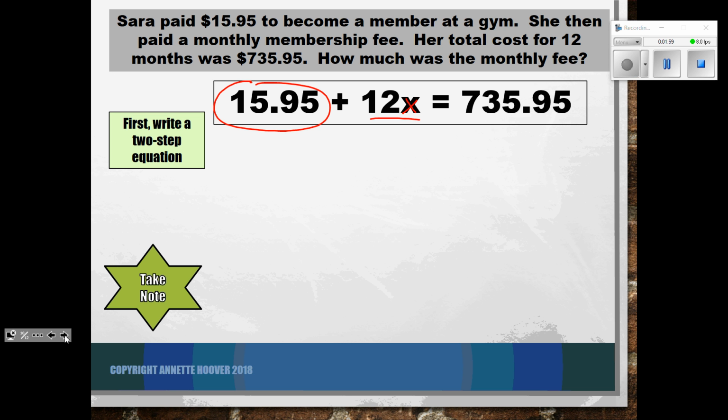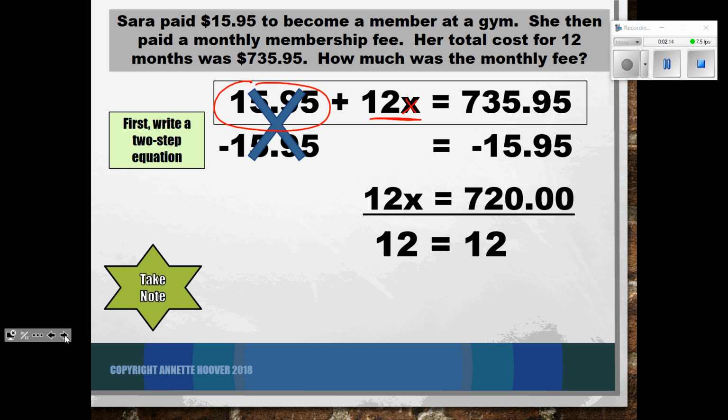This is 12 times x. Whatever's attached to the variable, the multiplication or division, is going to be moved last. So the first thing we want to do is subtract $15.95 from both sides. And when we do that, we find out that we have $720. And we still have 12x on the left-hand side of the equation.